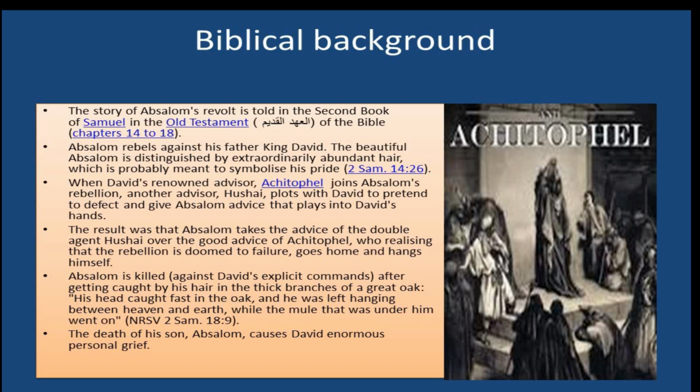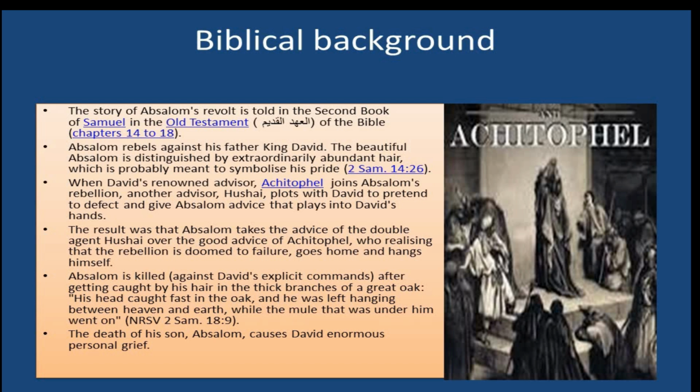The first one is Achitophel, and he truly joins the rebellion of the son. The second advisor, Hushai, pretends to take the side of the son, but in fact he is a double agent who wants to take information or news to tell it to King David.